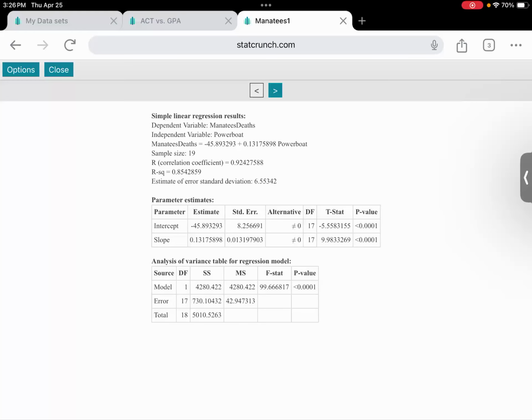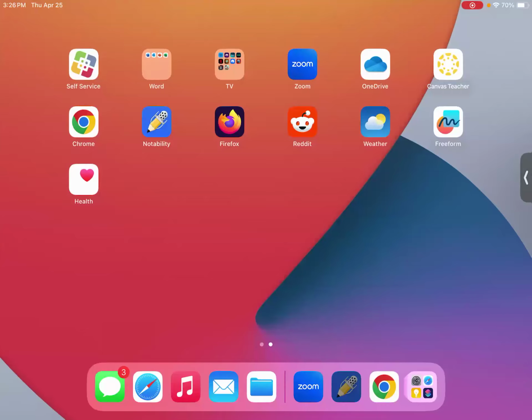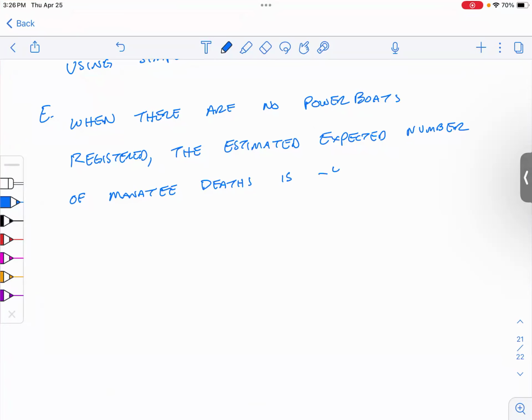All right. When you interpret the slope, we're going to pull that number. Okay, so negative 45.89, and then include our units. Our units just happen to be our descriptor here. So manatee deaths, and I'm going to be repetitive, manatee deaths.